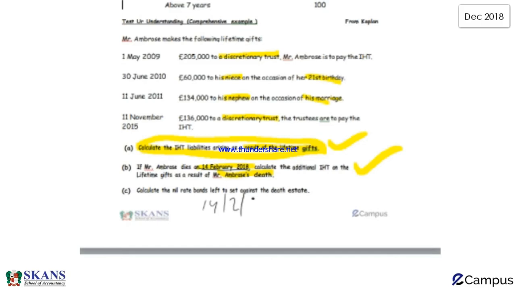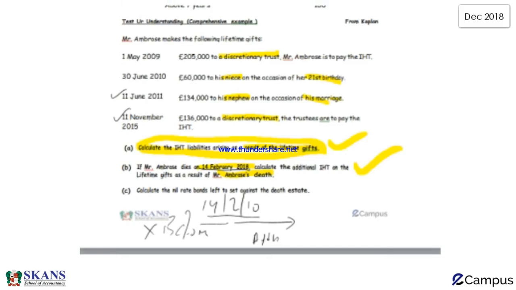But any transfers which are made after this date would certainly be those transfers after which Mr. Ambrose did not live for a complete 7 years, and that's why they would become chargeable on death. Now, looking at that, we can easily identify only the last two transfers would become chargeable on death.